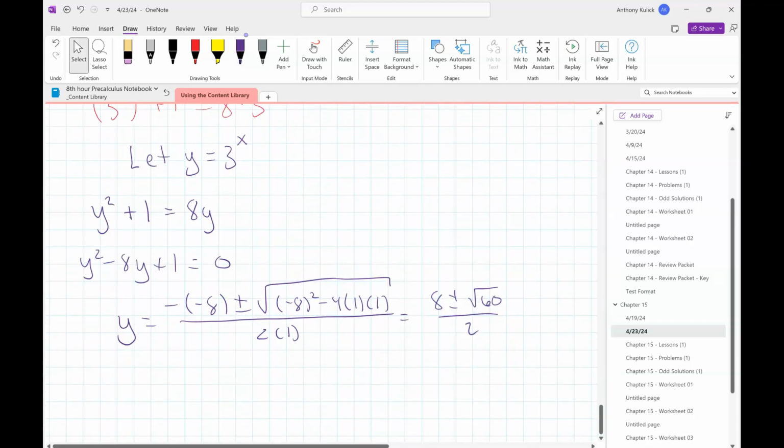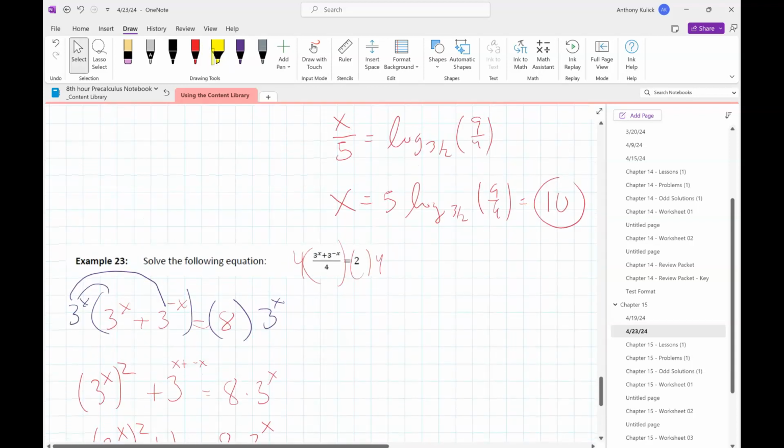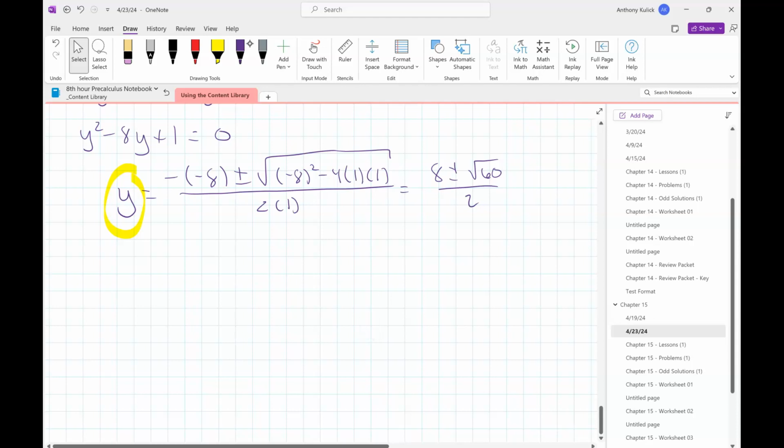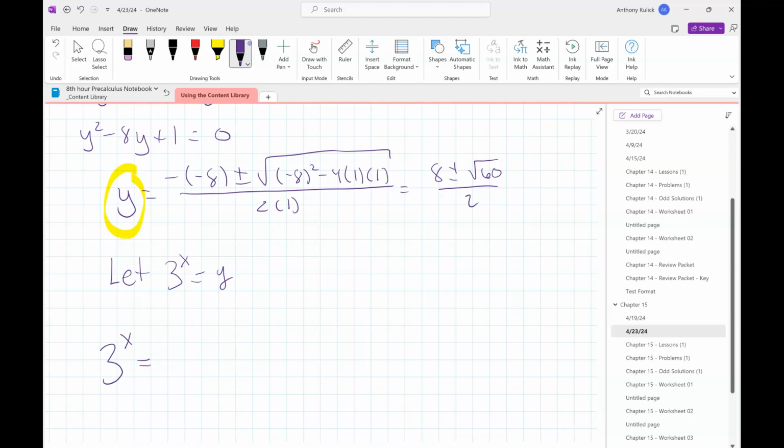Am I done? No. What do I still need to do? That's not the issue. What variable did we just solve for? Y. What variable should we be solving for in our problem? X. So guess what I have to do? Yeah. I have to plug in 3 to the x for my y.